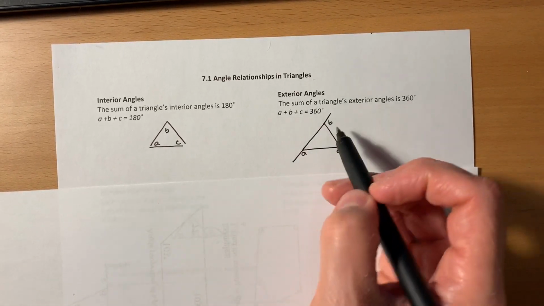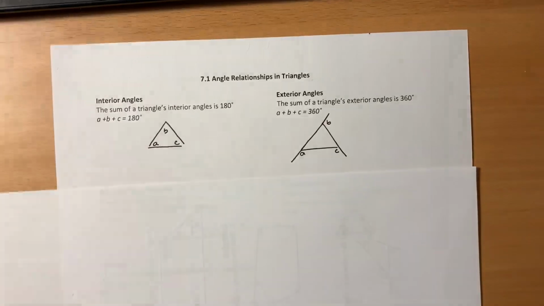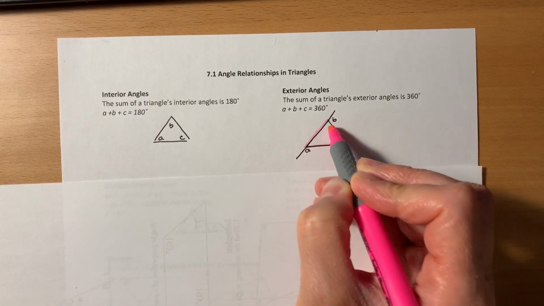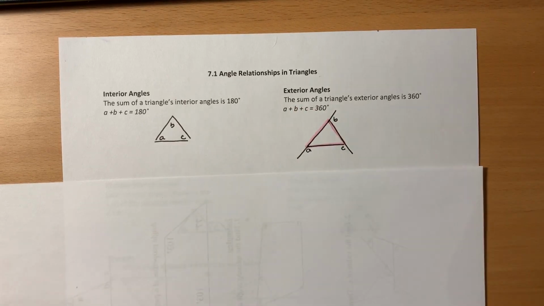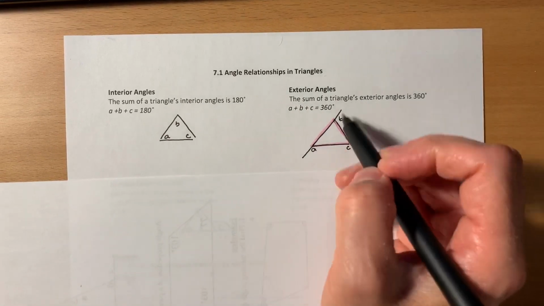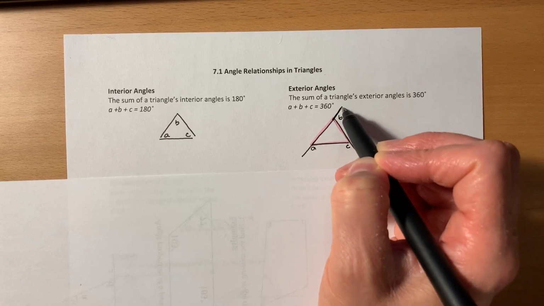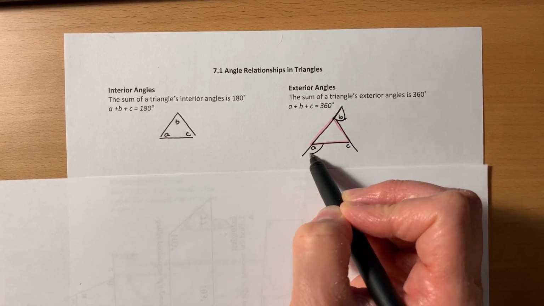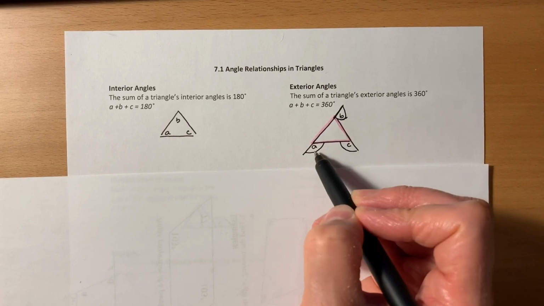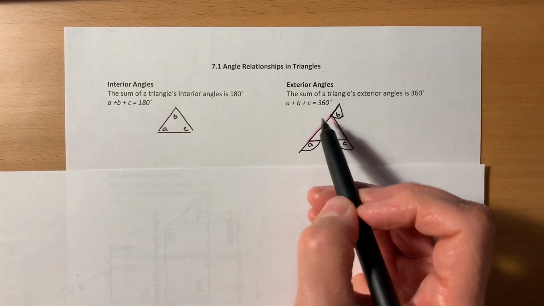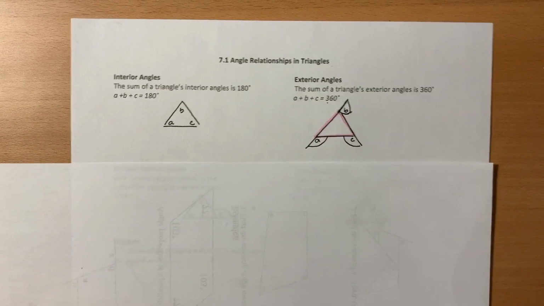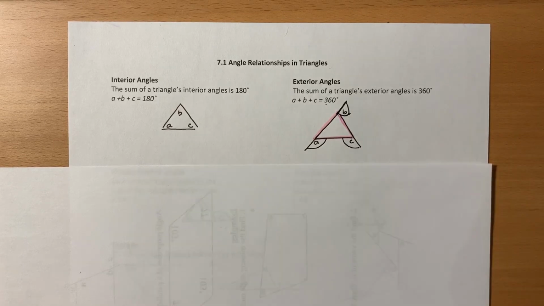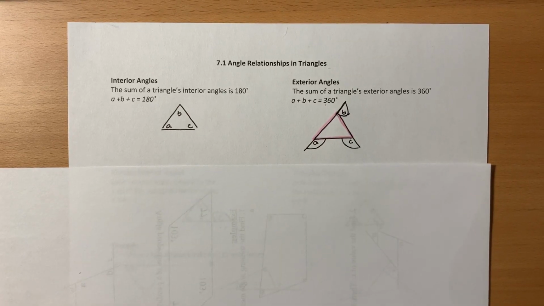Exterior is outside the triangle. So let's suppose I have this triangle here that I'm going to outline in pink. If I extend these lines of my triangle, then I have these angles right here, which are outside the triangle. If I add up these, A, B, and C, it's going to equal 360 degrees. So all the interior angles add to 180 and the exterior add to 360.